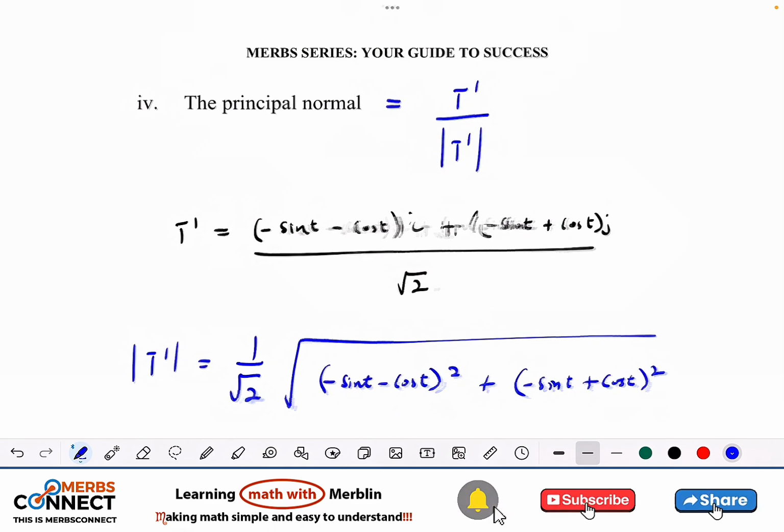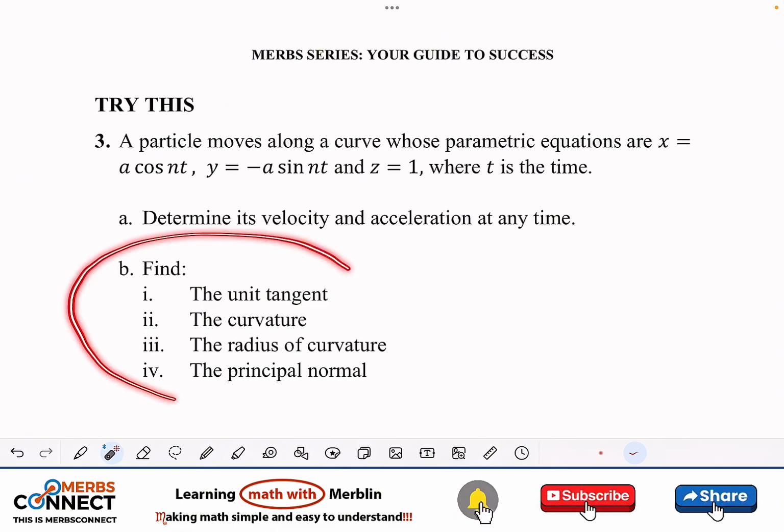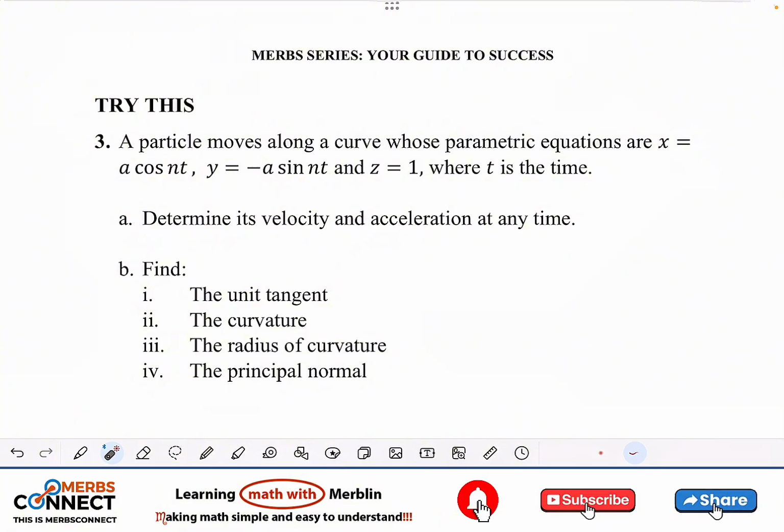So I will stop here and give you this trial question to try. First, determine the velocity and acceleration, and then you work through this and you put your final results in the comment section.